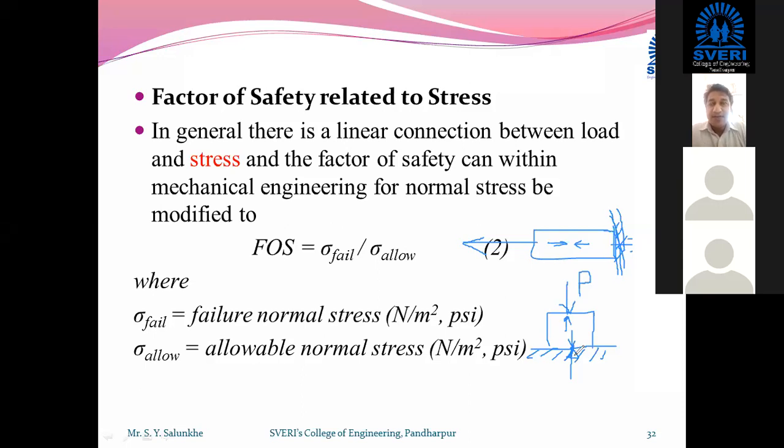For example, wood can sustain less tensile or compressive stress than steel, because the molecular attraction and bonding of the molecules, or the force offered by the molecules of wood, is different from that of steel, right? So it depends upon the material and it will vary from material to material.